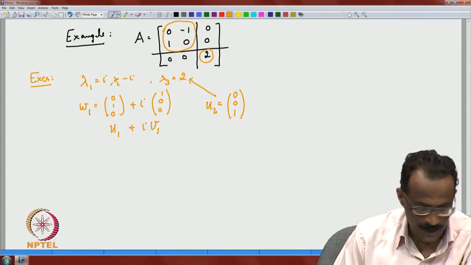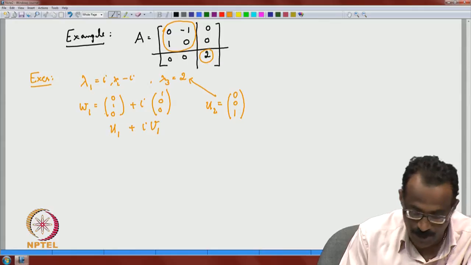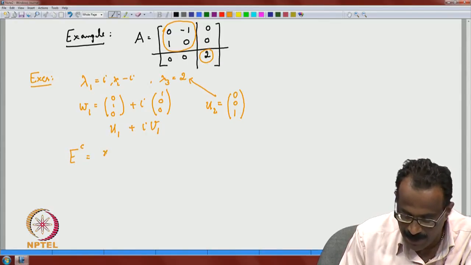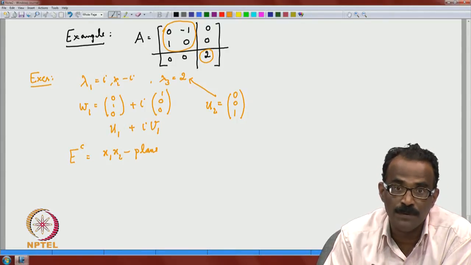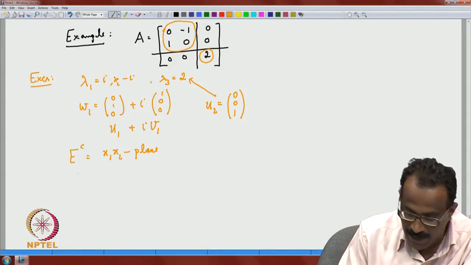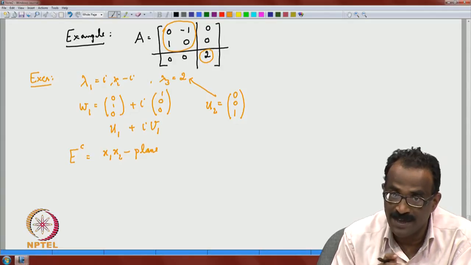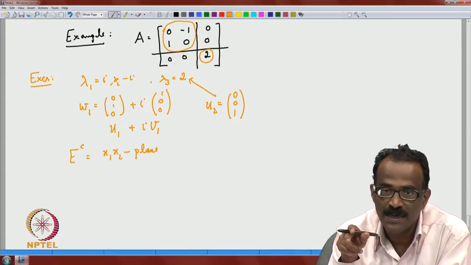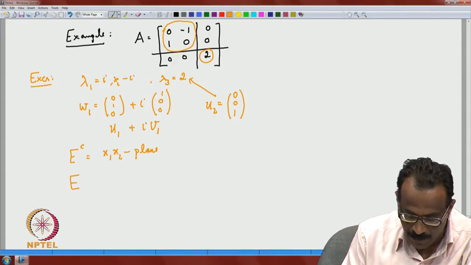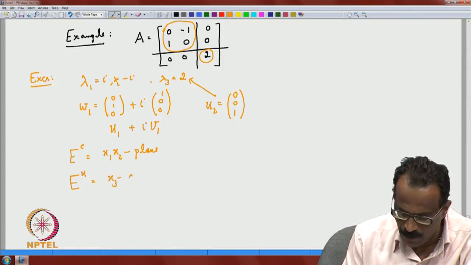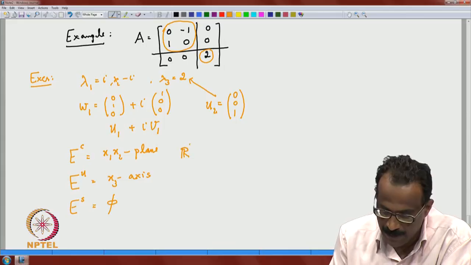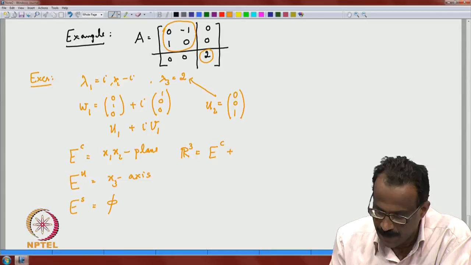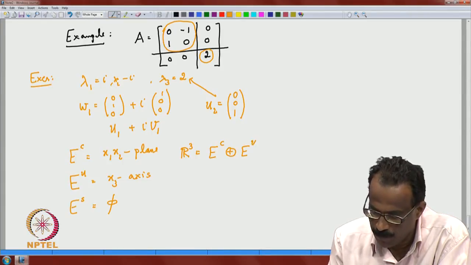If you look at it here, this part has real part 0, so it corresponds to a center. Your EC is nothing but the x1, x2 plane. For lambda 1 and lambda 2 the real part is 0, so it will behave like a center. Your other eigenvalue is 2, corresponding to the x3 part, and since it is positive, solutions go to infinity and it is unstable. Your unstable part is the x3 axis, and there is nothing stable here, ES is empty. So R3 is the direct sum of EC and EU.